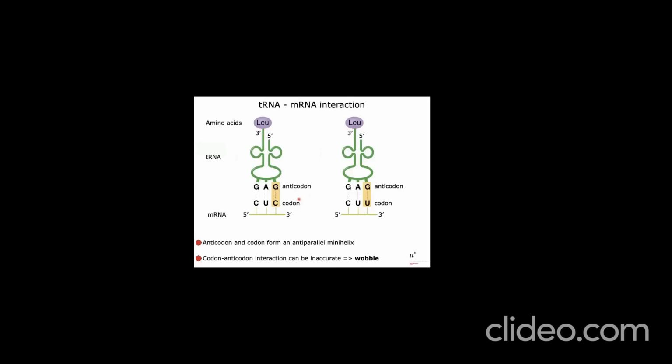In general, anticodon and codon, as I told you, form this anti-parallel mini-helix. And in most cases, the interaction is really what we would expect, AU, GC. However, the third position is very often a little special, because there you can find the so-called wobble interactions that are supposed to not fit, or not be Watson-Crick interactions.